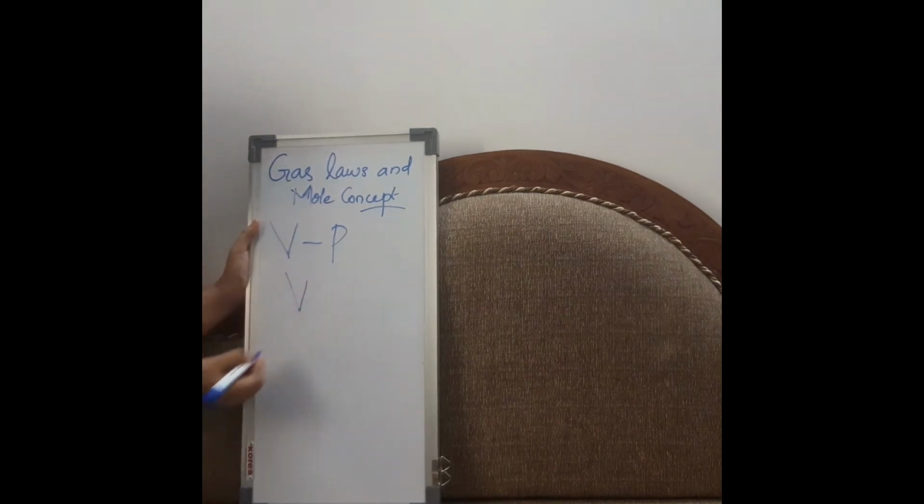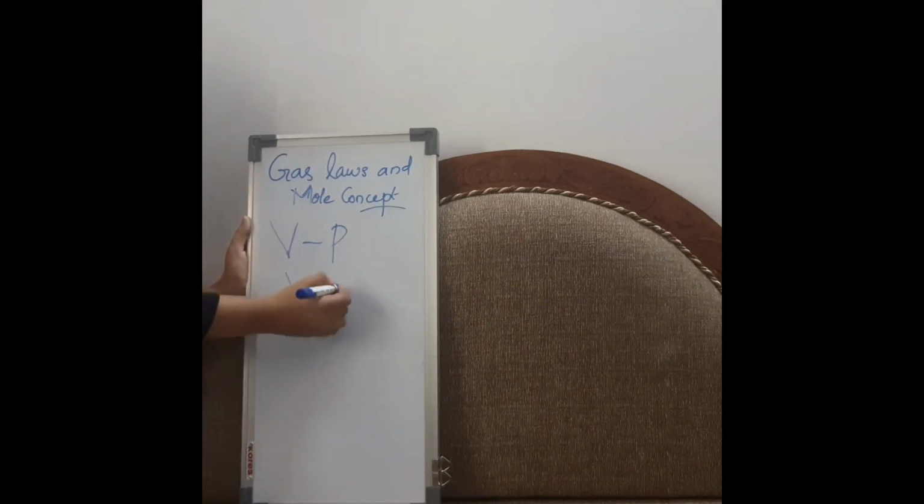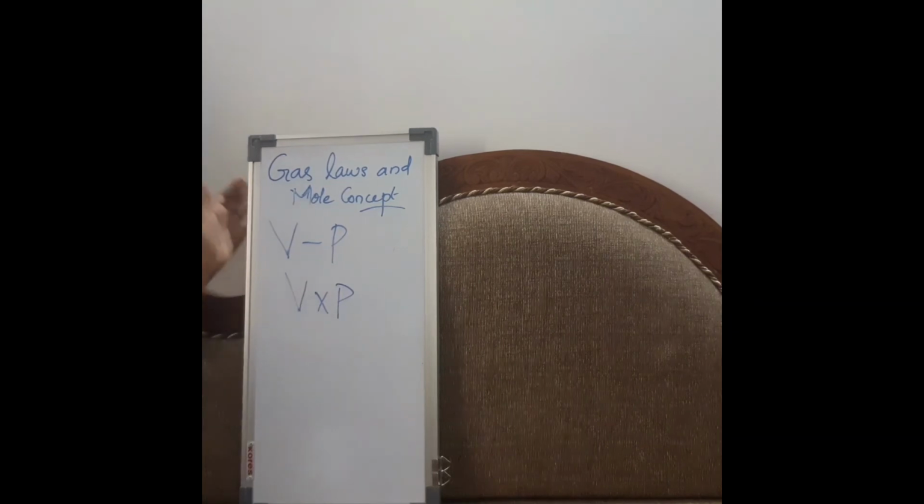Volume will be inversely proportional to the pressure of a gas at constant temperature. This is the only relation we have to learn about volume and pressure. At constant temperature, volume and pressure will be inversely proportional. This relation was proposed by Robert Boyle, so this is known as Boyle's law.